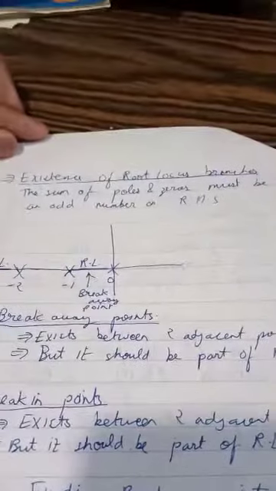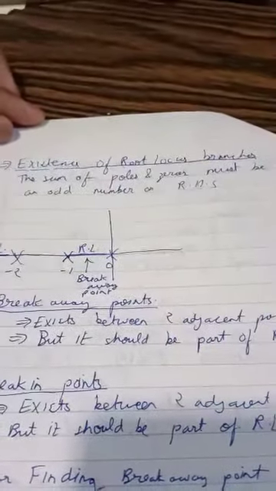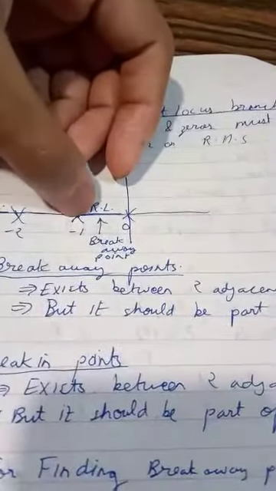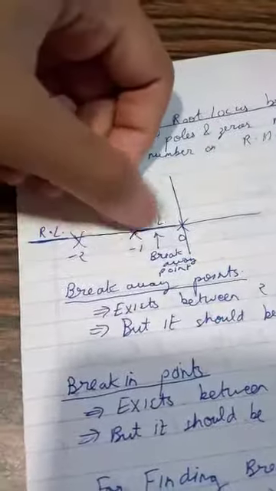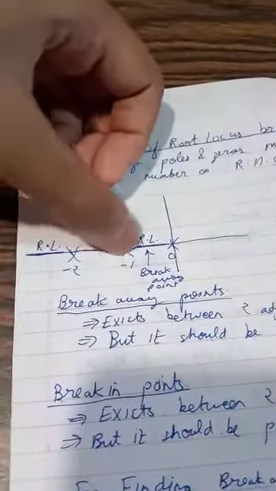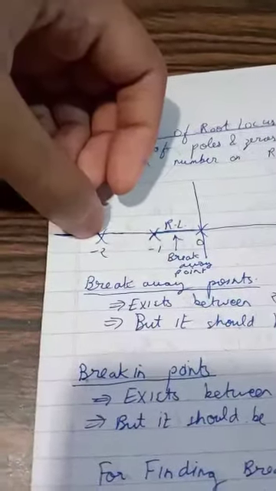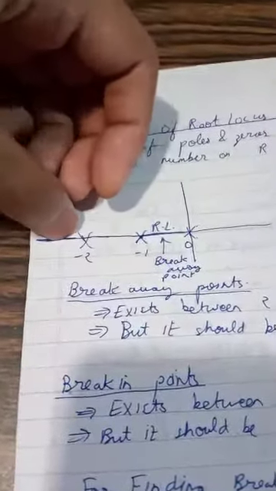Now we have to find the existence of root locus branches. For the existence of root locus branches, the sum of poles and zeros on the right hand side must be an odd number. So if we see from this point, then there is one pole, so this is a valid part of root locus. But if we see from this point, then there are 2 poles on the right hand side, so this is not a part of root locus. If we see from this point, then there are 3 poles on the right hand side, so this is a valid part of root locus.